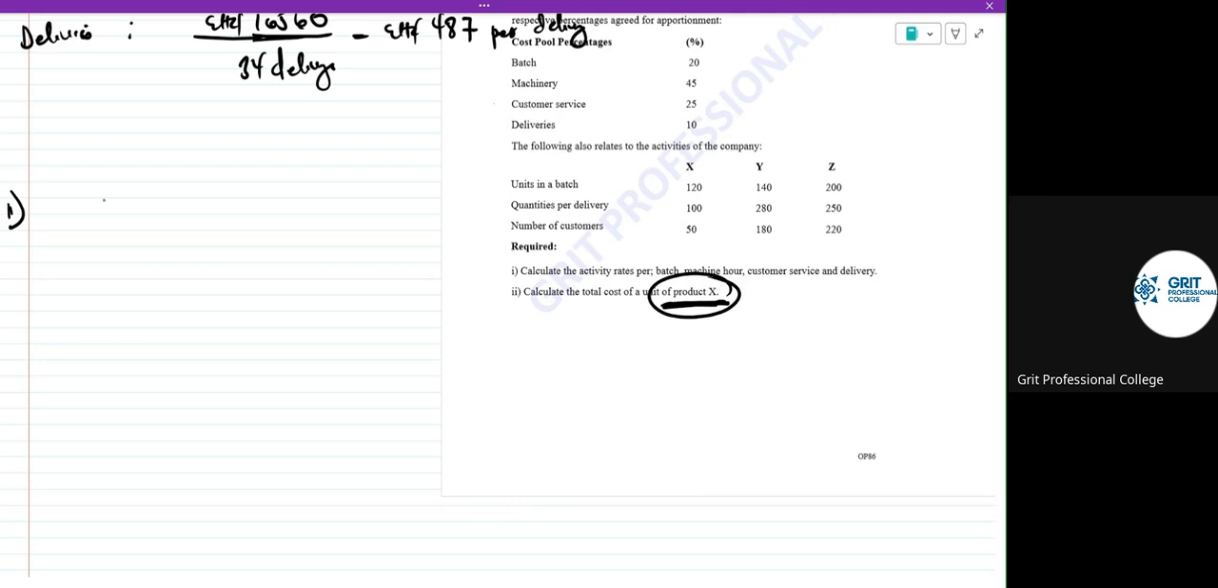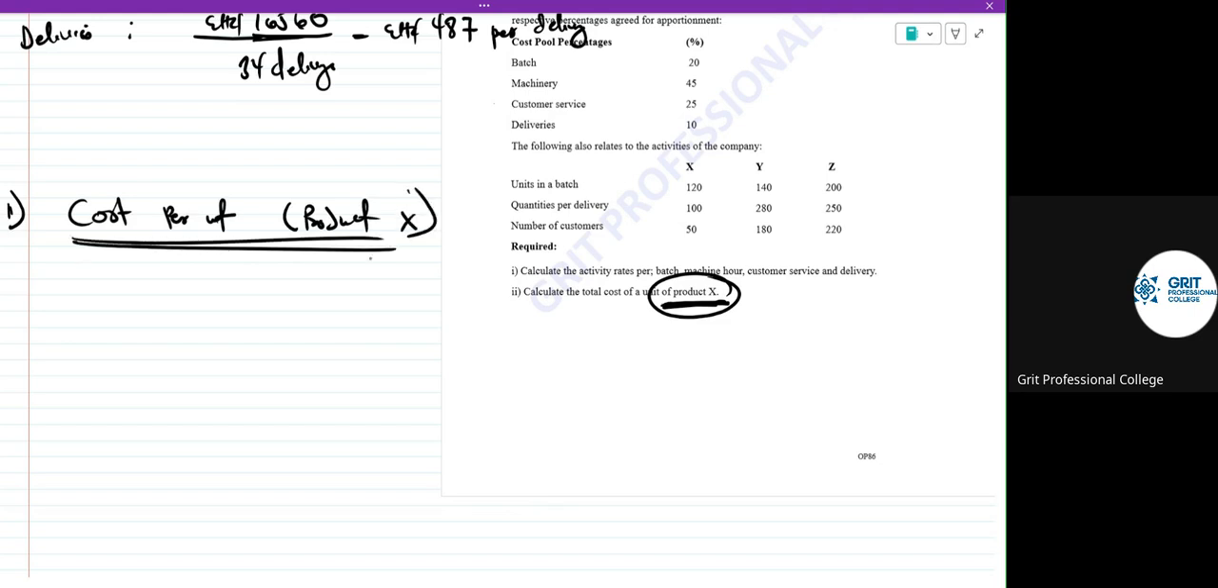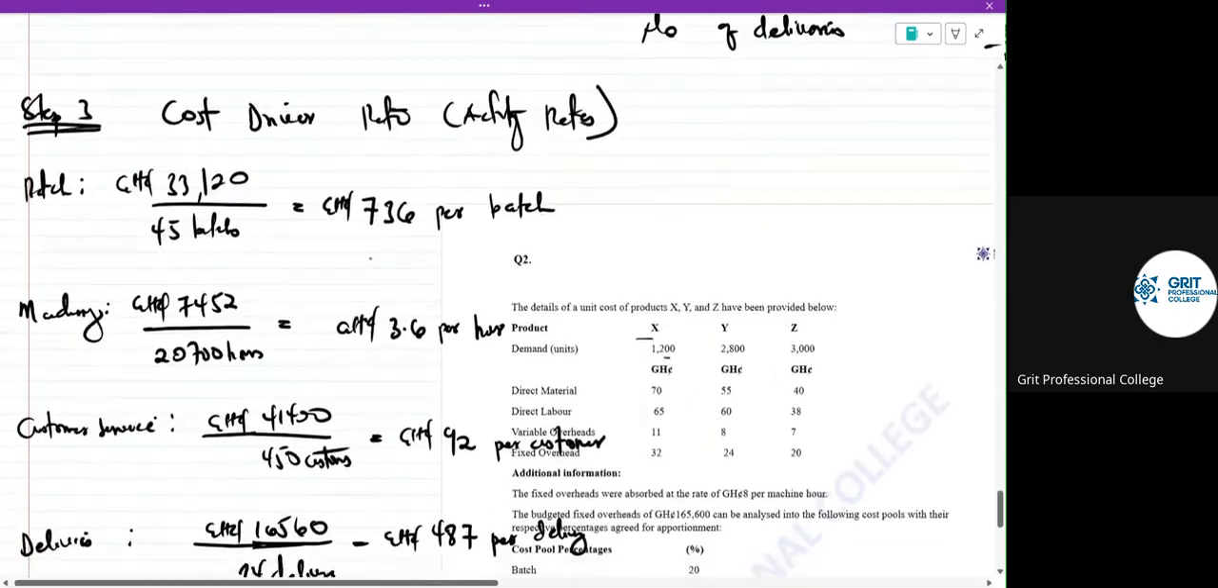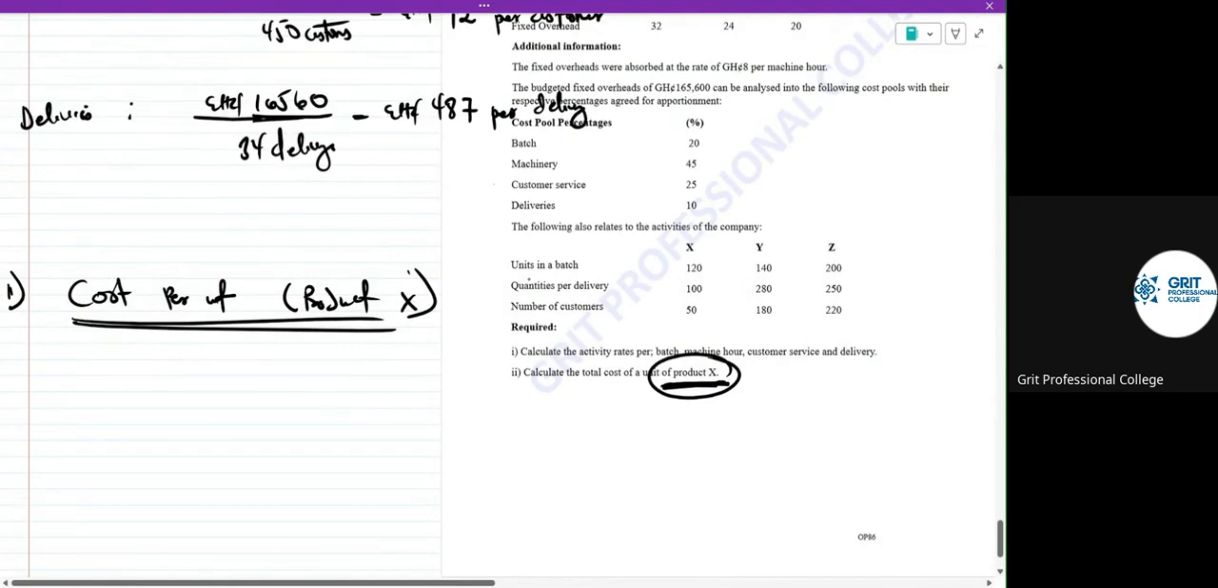All right. So here we want to ascertain the cost per unit for product X. How much overhead are we going to allocate to this particular product? When you want to find your total cost for any product, we know what goes into it, right? So let's start. We know what goes into it.